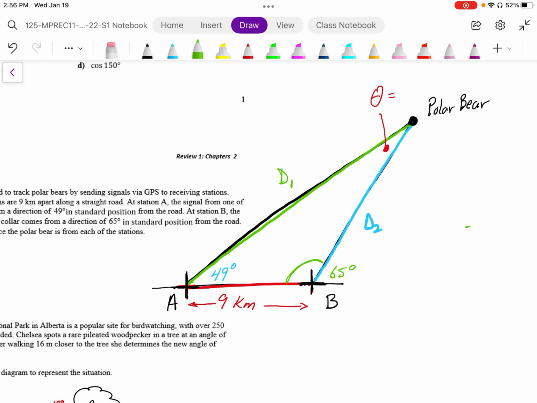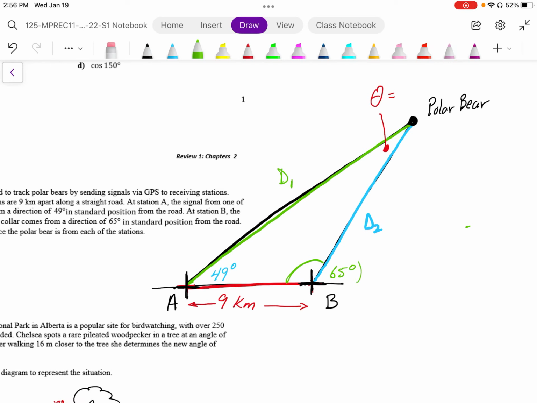To do this, this is a non-right triangle, so we're going to try to use sine law here. To use sine law, we need opposite angle and side pairs. So the only side I've been given is 9 kilometers, so I need the opposite angle theta. To get that opposite angle theta, I'm going to have to work out some of the angles inside the triangle.